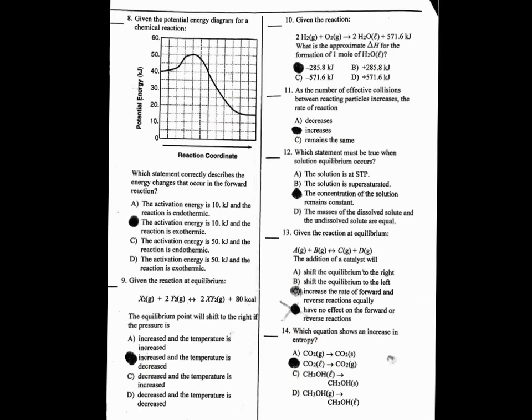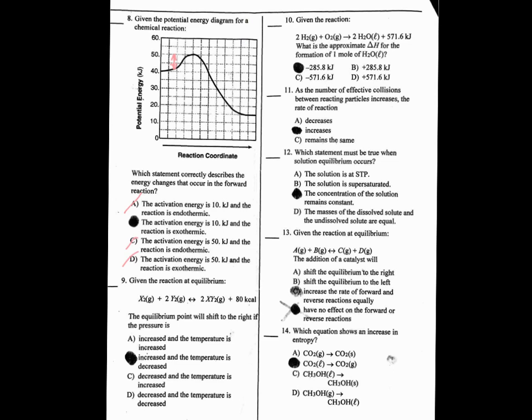Okay, number 8, given the potential energy diagram for a chemical reaction right here, which statement correctly describes the energy changes that occur in the forward reaction? We're going from left to right. So our activation energy is right here. The difference between 40 and 50, that's 10. So we could cross off C and D. And the fact that we end with a lower energy for the product side, we're releasing energy, therefore it's exothermic. If this thing were higher up here, then it would be endothermic.